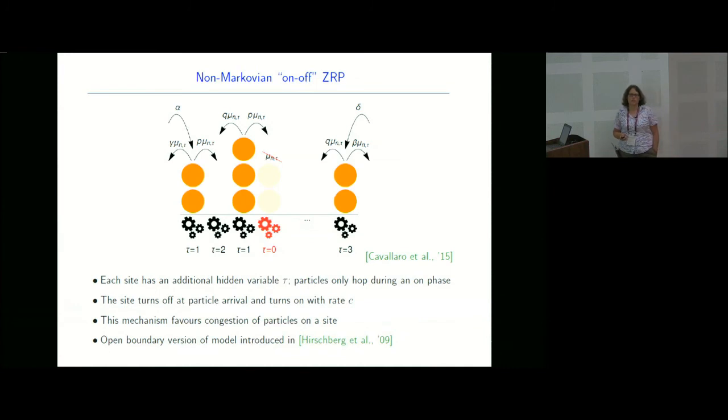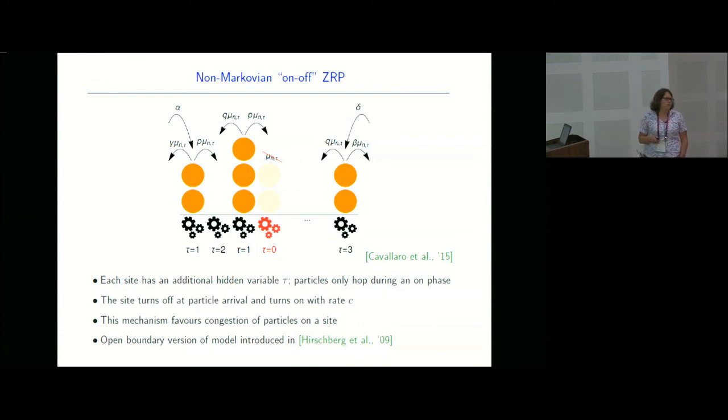This is an open boundary version of a model that was introduced by Hirschberg et al. in 2009. Now, the interesting part is the dynamics for this clock variable. The clock resets itself to 0 every time you have a particle coming into the site. It's a kind of reset process, but a reset process that's correlated with the particle dynamics. And then the clock switches on with some rate c, which doesn't depend on the particles.